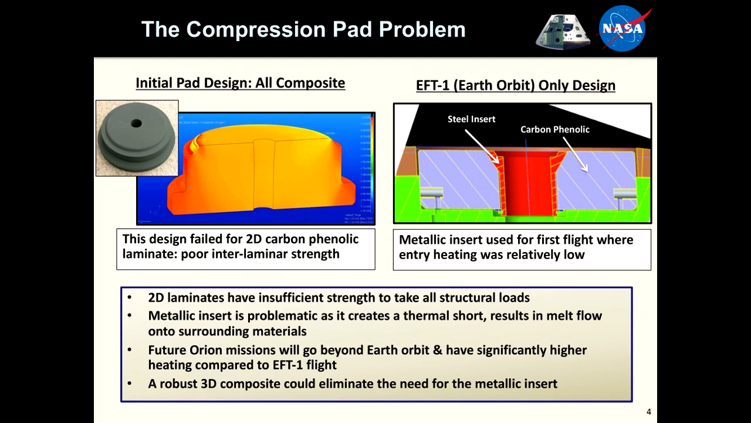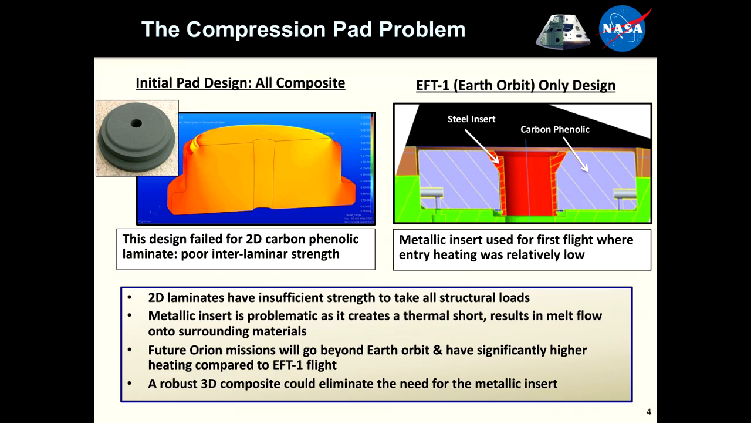But that's a kind of a problem because we're trying to manage the thermal conductance into the heat shield, into the vehicle. We don't want to cook the cargo or crew. Metal's a thermal short. That's not something that we wanted to have in there. So we wanted to enable a better design for the compression pad, and thus we looked to developing a 3D composite that could meet all of the structural requirements, as well as the ablative and thermal requirements for this component.